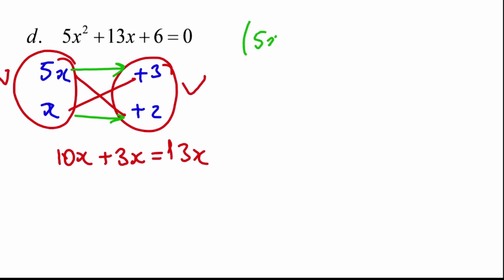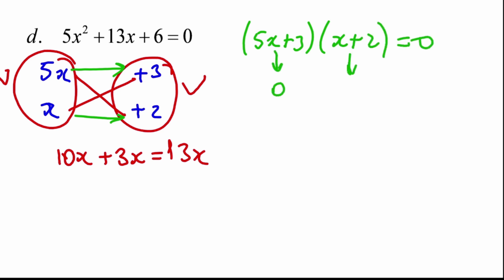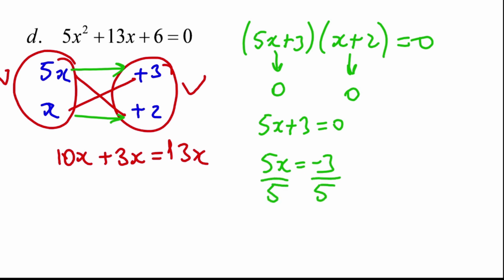5x plus 3 times x plus 2 is 0. Then the first one could be 0, the second one could be 0. 5x plus 3 is 0. Move 3 to the right-hand side, it becomes negative 3. If we divide both sides by 5, x is negative 3 over 5.